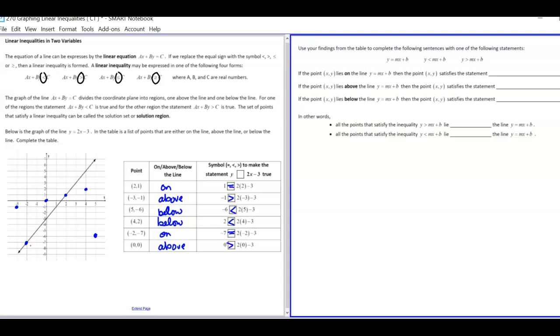So if the point (x, y) lies on the line, then the statement is y equals mx plus b. If the point (x, y) lies above, that means you're replacing the box with a greater than, so that's going to be y greater than mx plus b. And below is less than, so it's going to be y less than mx plus b. Okay, again, this is slope-intercept form, and it's y by itself. So for this inequality where it's y greater than, the y value is bigger than all the other values for any x. So that's going to be above, and this would be below.